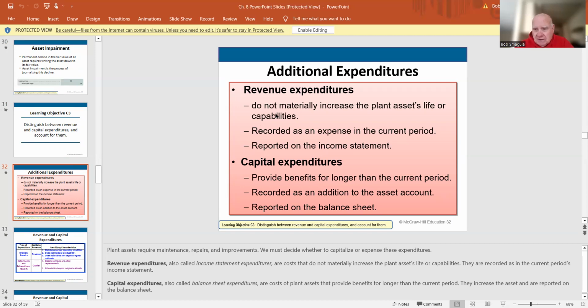Revenue expenditures do not materially increase the plant's asset life or capabilities. It's recorded as an expense in the current period on the income statement. What are we talking about?